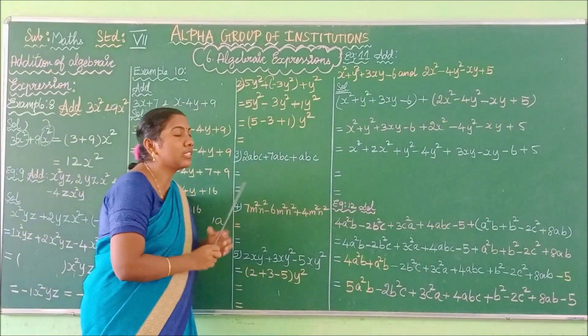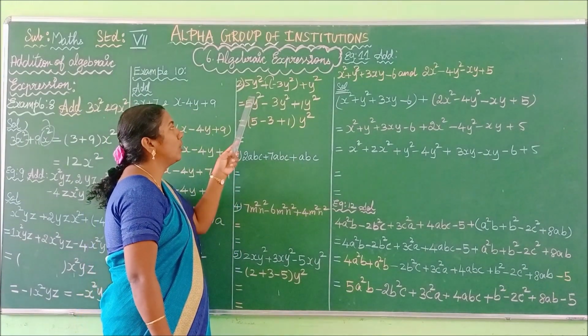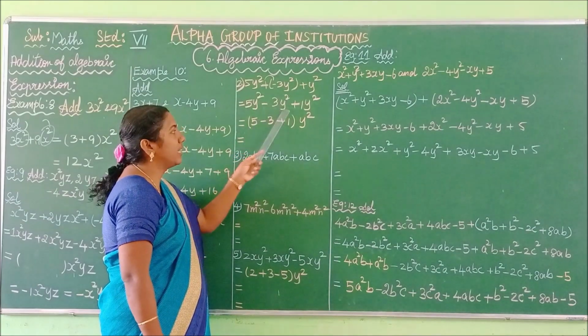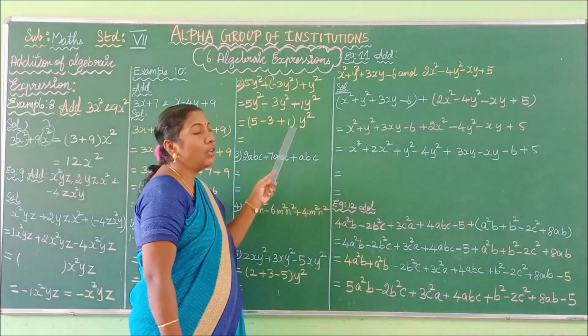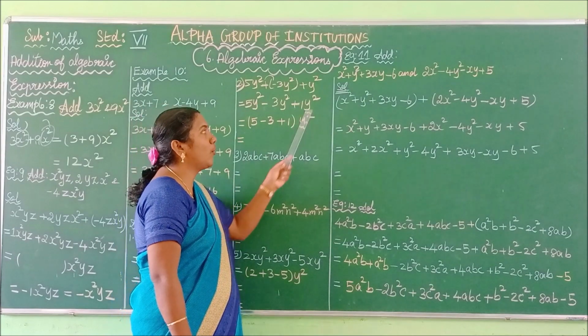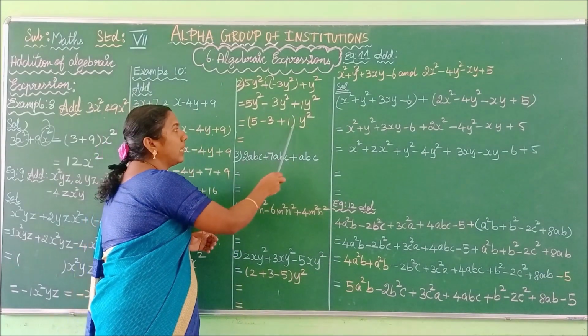Within the bracket you have to write these numbers, and beside the bracket you have to write the variable. Do you understand, children? See here, once again I am repeating: 5y square, so write 5; minus 3y square, so write minus 3; plus y square, so write plus 1. You have to write these numbers within the bracket, and after the bracket you have to write the variable as y square.